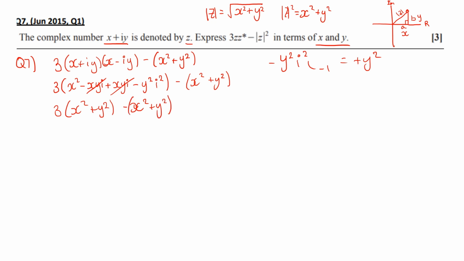So, well, we don't actually have to times this out because we can see that we have 3 lots of x squared plus y squared, and then here we're minusing 1 lot, so therefore we're going to get 2 lots of x squared plus y squared. And if we want to expand that out, we can say 2x squared plus 2y squared is equal to 3z times the conjugate of z minus modulus of z squared.